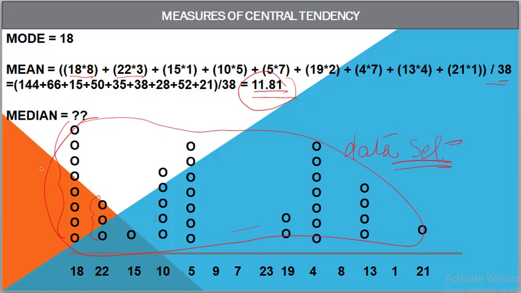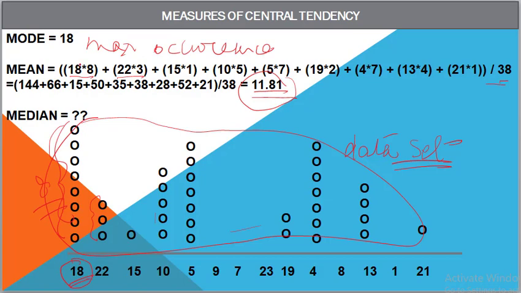What is the mode? I have already talked about mode. It is the maximum frequency, the maximum occurrence of any particular number. If you see, this is 8 times, so this is the maximum occurrence. Which is that number which has come with the highest frequency?